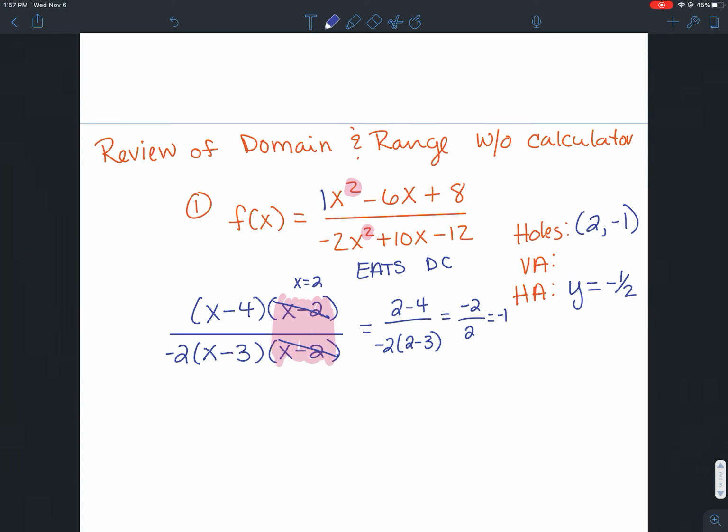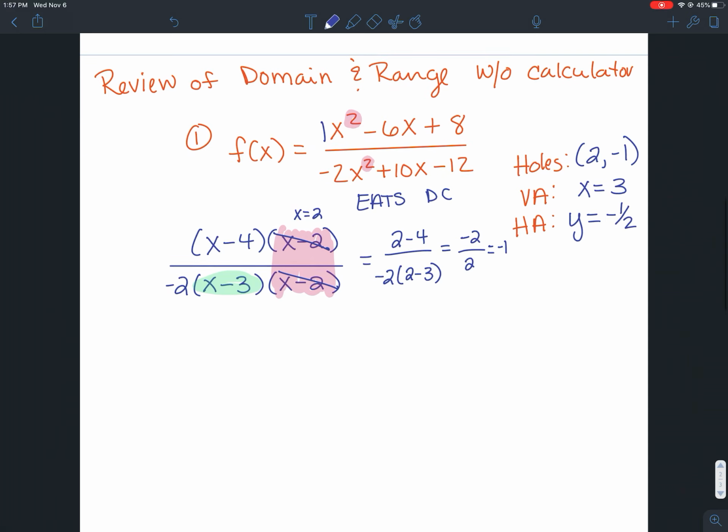All right, and then the vertical asymptote is what is remaining in the denominator. So that x minus 3. The 2 doesn't matter because it doesn't have a variable, so it's not going to cause any issues. So it's just x equals 3 is my vertical asymptote.